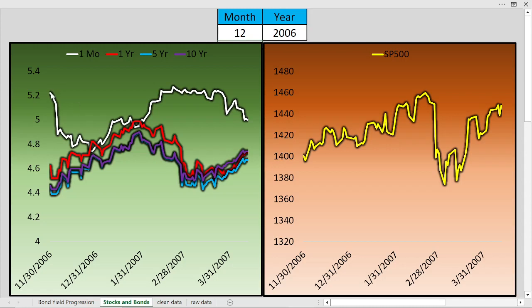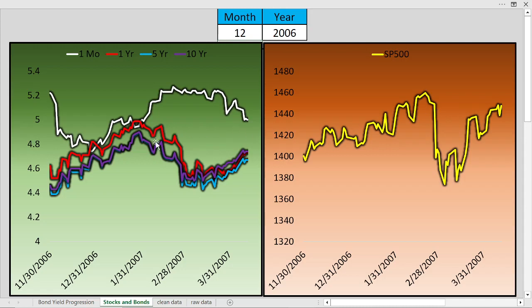Now notice when the 1 month bond drops down. We were at a 521 December 06, and then coming into early 07, between November and December 06, that's when you see that precipitous drop in the 1 month. Now, this occurred while the S&P 500 was still moving higher. In fact, the S&P 500 really doesn't make a big move down until December 07.